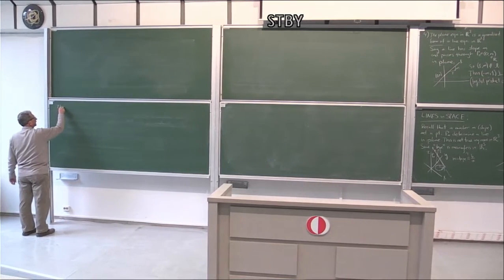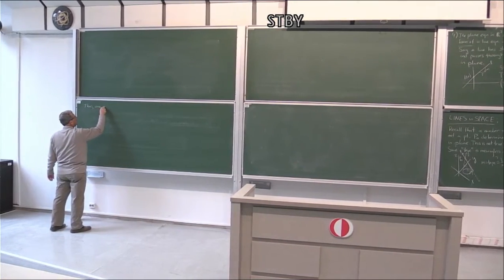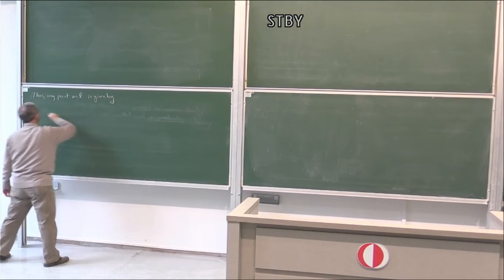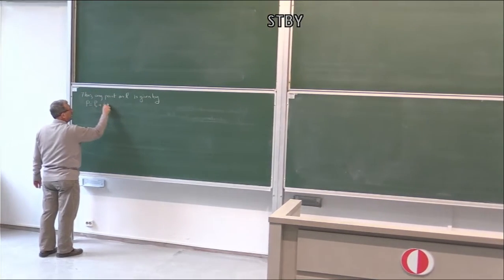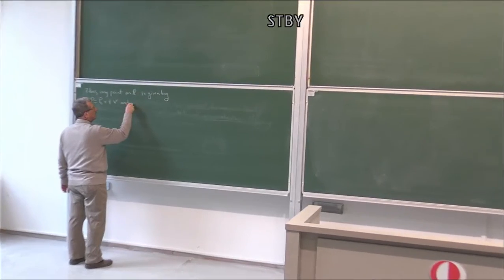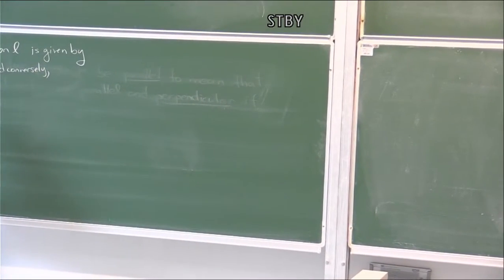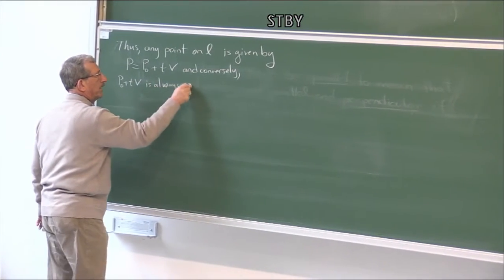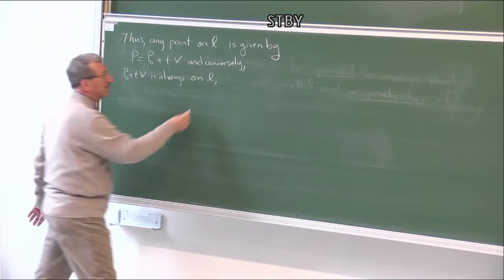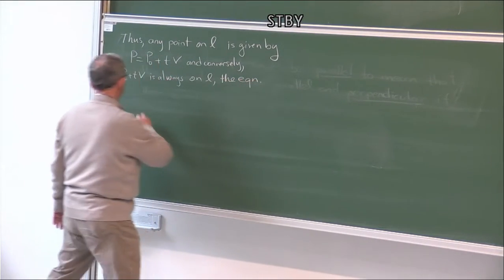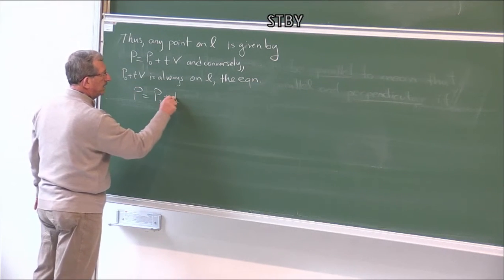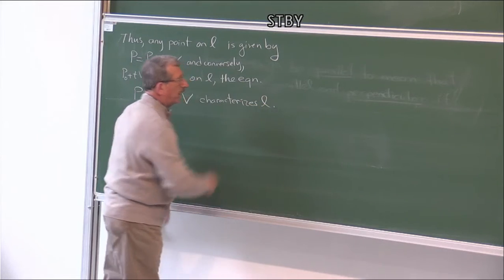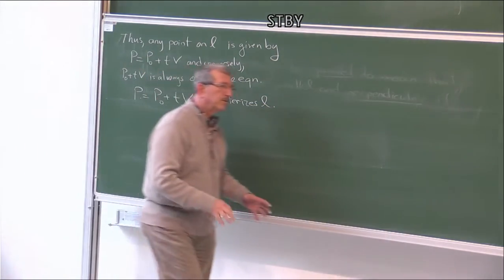Okay, so thus, any point on L is given by P is P0 plus TV, and conversely, P0 plus TV is always on L. This characterizes L. The equation P is P0 plus TV characterizes L. So this is the line equation in space.